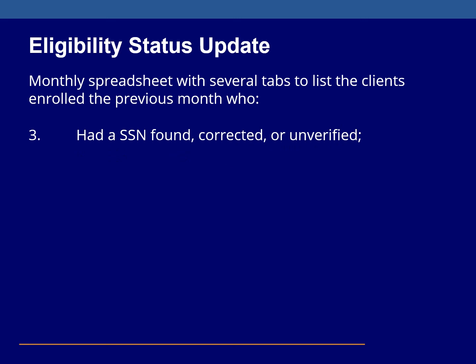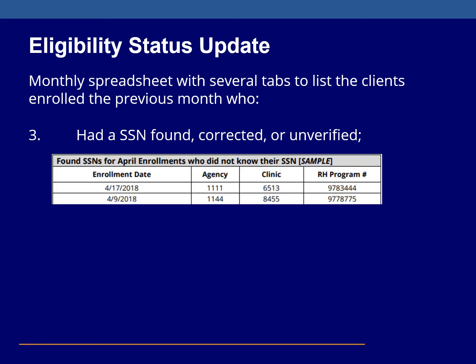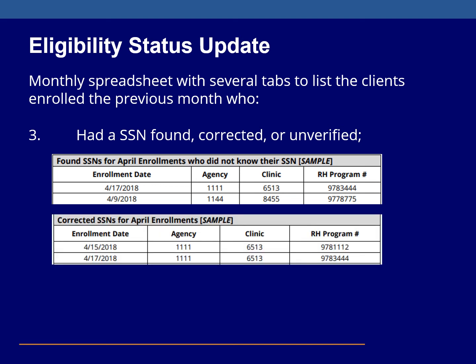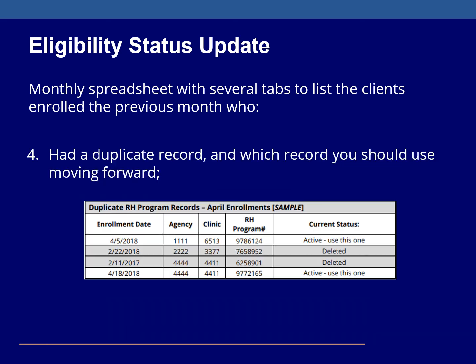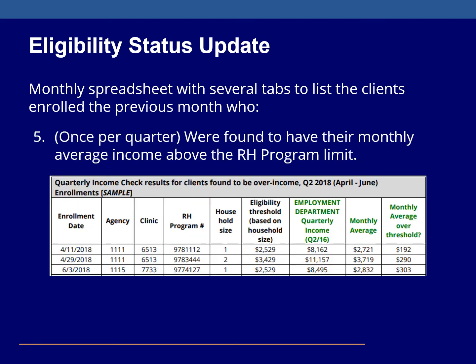The next few tabs list clients who did not know their Social Security number and for whom we were able to find it, clients for whom we were able to correct their Social Security number, and clients whose Social Security number we were not able to verify. The next tab lists clients who have duplicate records in the eligibility database and which record you should use moving forward. Then, once a quarter, there is an additional tab that lists the clients that were found to be over the RH program income limit.